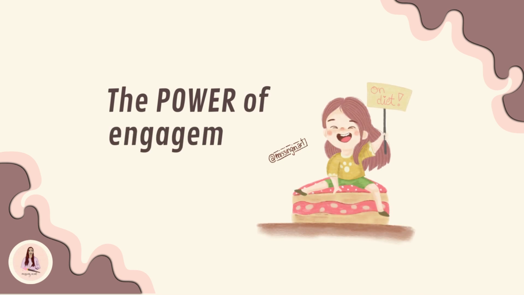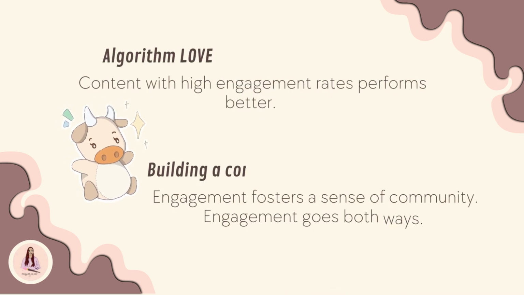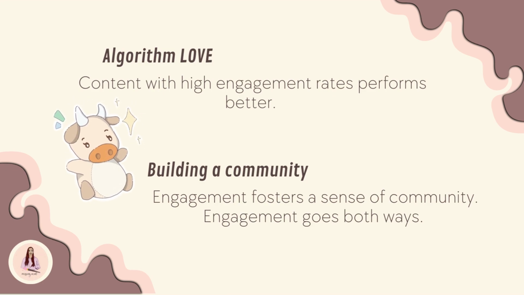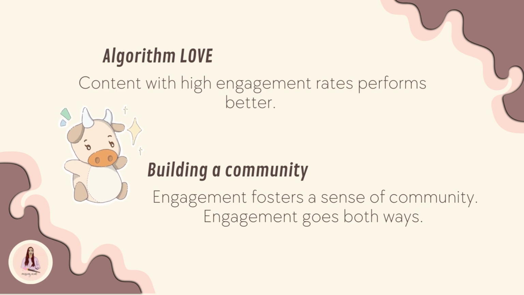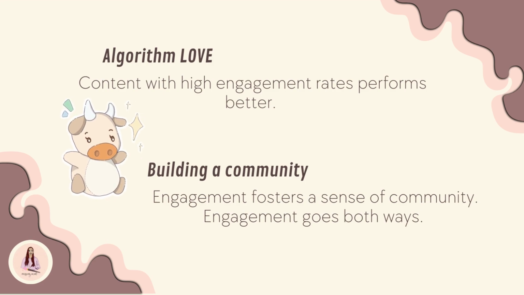We've covered some essential design aspects, but let's talk about why engagement matters. Algorithm love. Social media algorithms favor content with high engagement rate. The more likes, the more comments and shares your posts receive, the more likely they are to be seen by a broader audience.